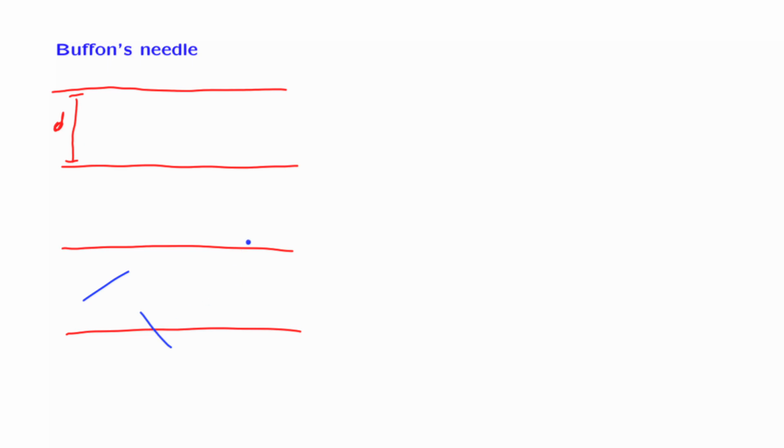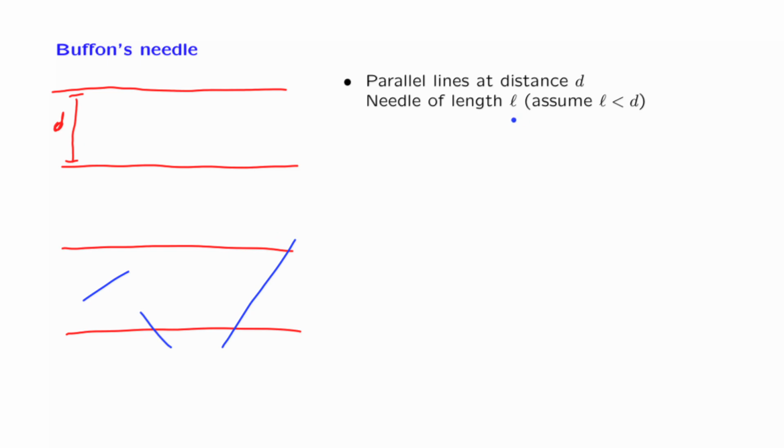If the needle is long enough, it might actually even end up crossing two of the lines, but we will make the assumption that the length of the needle is less than the distance between two adjacent lines, so that we're going to have either this configuration or that configuration. So in this setting, we're interested in the question of how likely is it that the needle is going to intersect one of the lines if the needle is thrown completely at random.